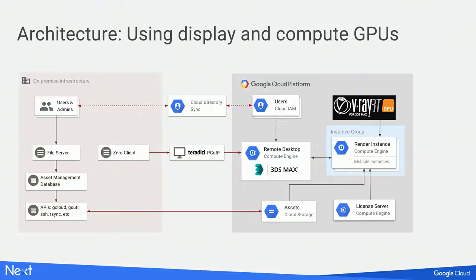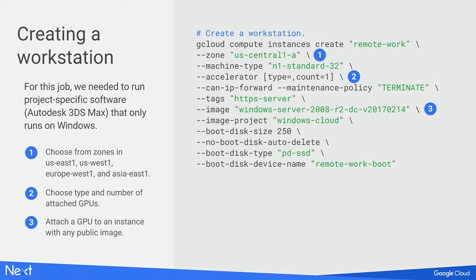And then there's a license server. I'm running a Linux license server that's feeding licenses to both the render instances and the remote desktop. And of course, we're rendering using V-Ray, and those are licensed via the cloud as well. So how do we set all this up?